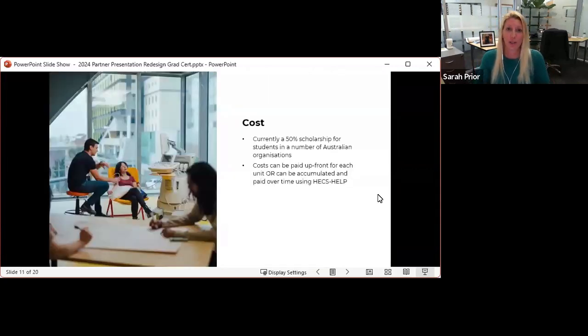So the cost for the graduate certificate in healthcare redesign: currently we have a 50% fee waiver scholarship available for students in a number of health service organisations across Australia. And the remaining costs for the units on the course can be paid upfront, or they can be accumulated and paid off over time using the HECS-HELP debt system.